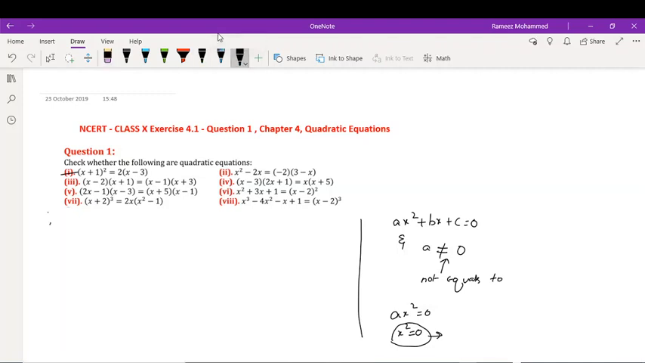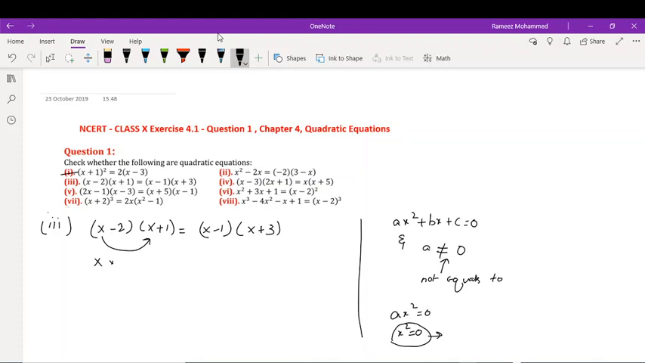So what is the question 3? It says that (x minus 2)(x plus 1) is equal to (x minus 1)(x plus 3). Great. So what is (x minus 2)(x plus 1)? What we need to do is multiply these two statements. At first I will multiply x to x plus 1.